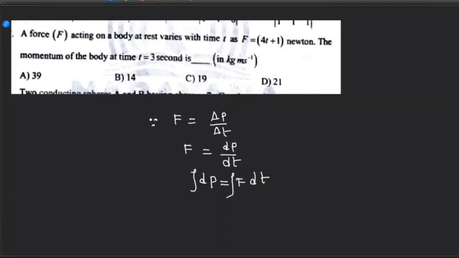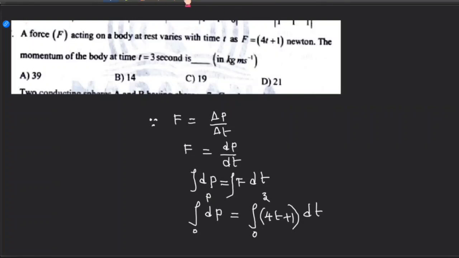So therefore, the integral of dP is equal to the integral of F, which can be written as (40t + 1) dt. The limits are from 0 to 3 here. The initial momentum is 0 and the final momentum is p. So therefore you can easily find it out. Please keep that in mind.